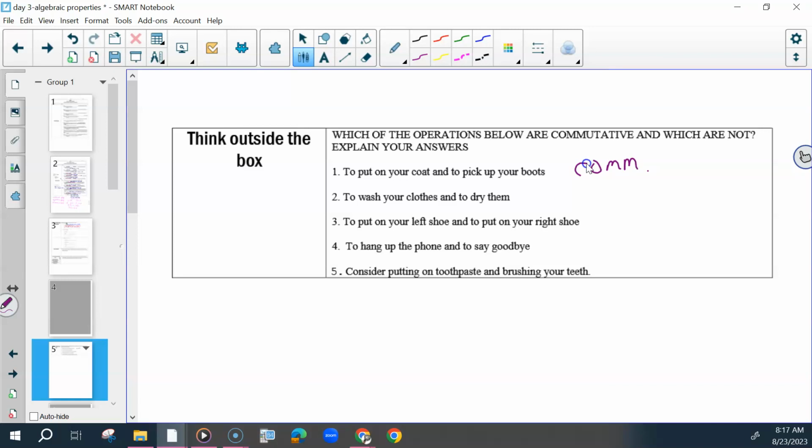To wash your clothes and then dry them. The order matters, so that would not be commutative. To put on your left shoe, put on your right shoe. Order doesn't matter, so that's commutative. To hang up the phone and say goodbye. The order does matter. If I hang up before I say goodbye, did they hear me say goodbye? Probably not.